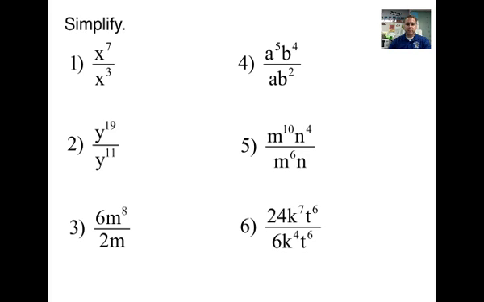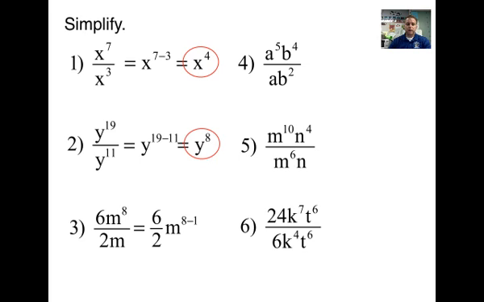Okay, so for number 1, we have x to the 7th divided by x to the 3rd. We're basically doing 7 minus 3 here, and we get x to the 4th. Number 2, y to the 19th divided by y to the 11th. So we're going to have y to the 19 minus 11, which gives us y to the 8th. Number 3, 6m to the 8th over 2m. So I got 6 divided by 2, 8 minus 1 for the exponent. That's going to simplify to 3m to the 7th.